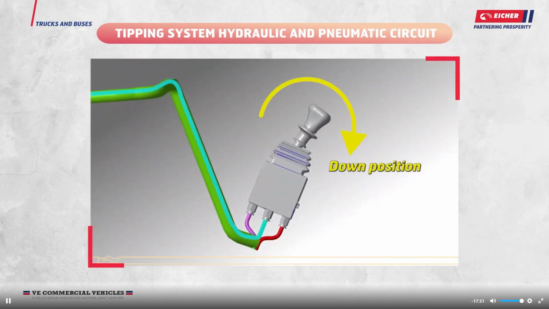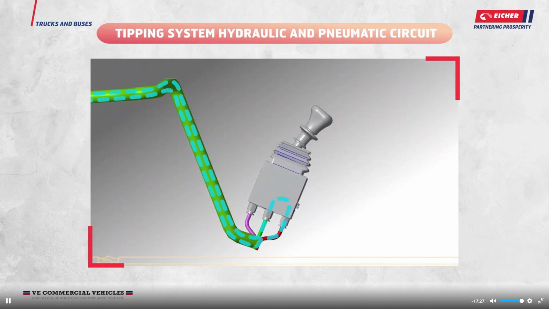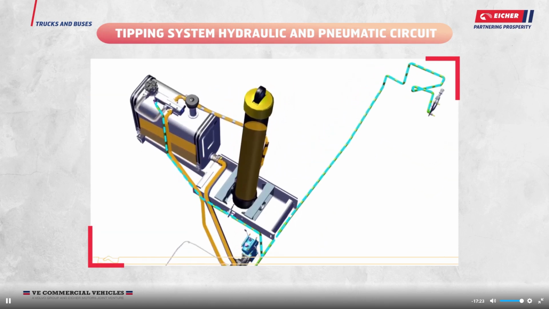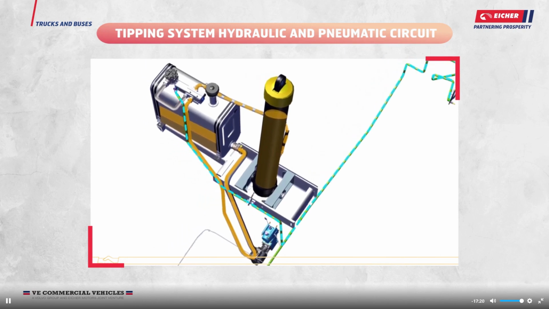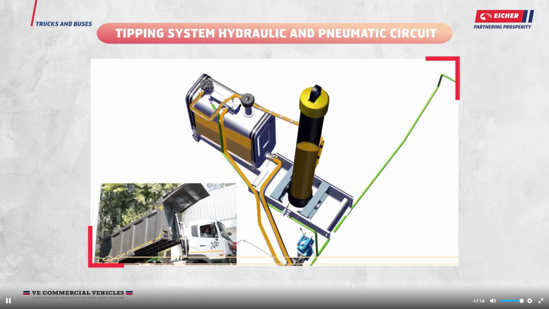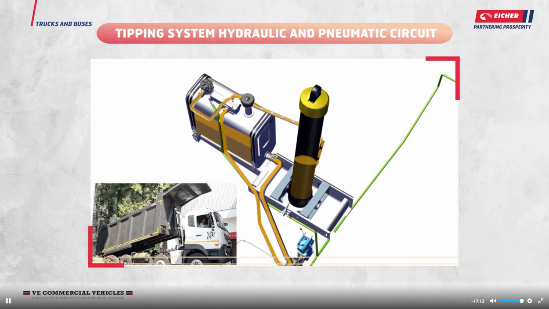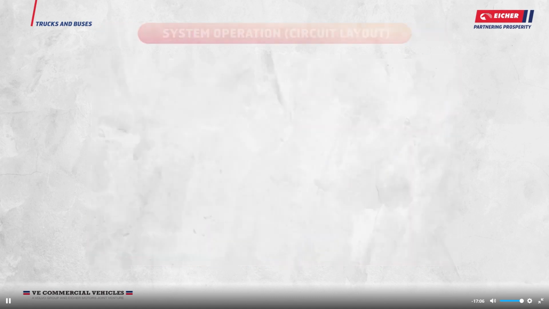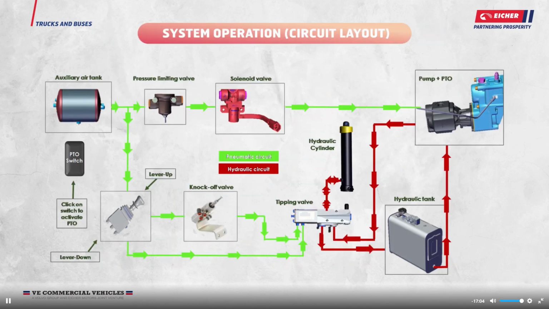When the tipping control valve is shifted to the down position, air will flow to another line of the tipping valve to connect with the return line through a one-way return valve. Due to body load, oil will return to the tank and lower the tipper body. The system operation circuit layout is shown on the screen.